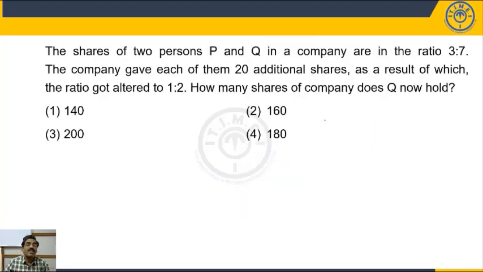Right. The shares of two persons P and Q in a company are in the ratio 3:7. The company gave each of them 20 additional shares, as a result of which the ratio got altered to 1:2. How many shares of the company does Q now hold is the question. Okay, so let us focus on the given information carefully.